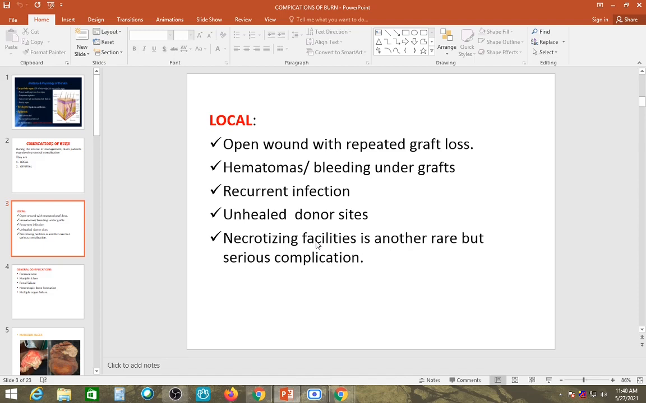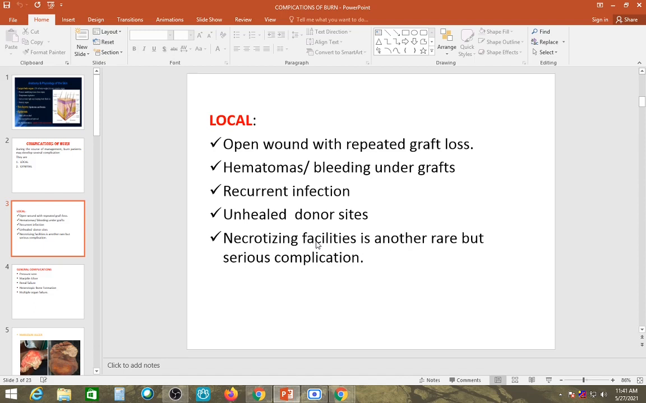And necrotizing fasciitis is another, rare but serious complication. For burn patients, we need nutrition, good diet, then fluid resuscitation, then antibiotic therapy. All of this has to be performed in time. If we give the proper treatment in time, then we can save the persons, and we can make them heal properly in the future without any complications.